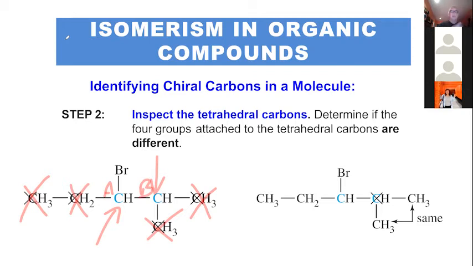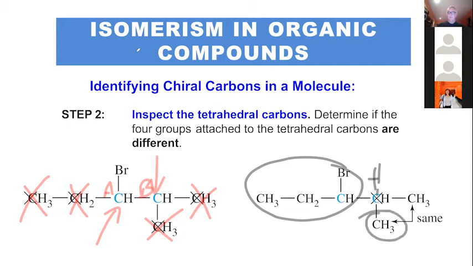If you have a close look at carbon B, it has a hydrogen up here, and it's attached to the rest of the molecule on the other side. So those are different, but it has a methyl group here and a methyl group there. Those are the same. So that is not chiral. It has 3 different groups, but it doesn't have 4. So that one's not chiral. There's only 1 carbon left to have a look at, so let's look at that a little more closely.